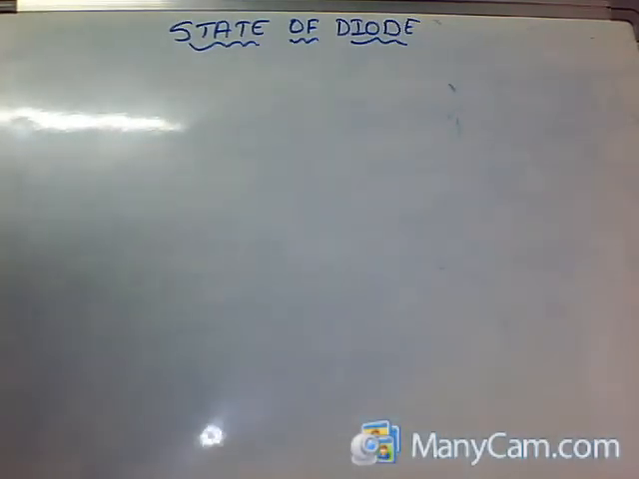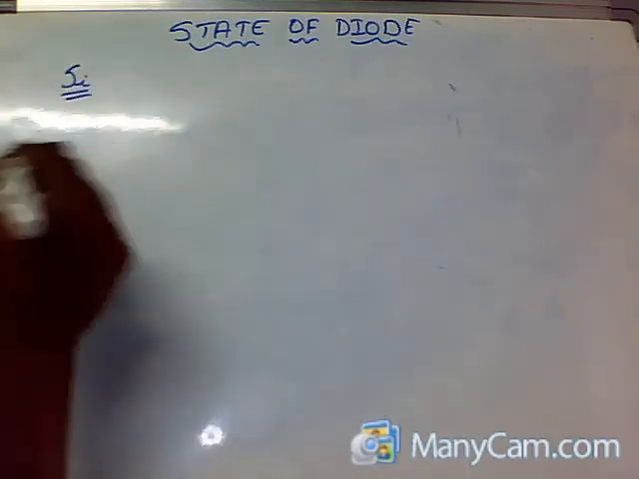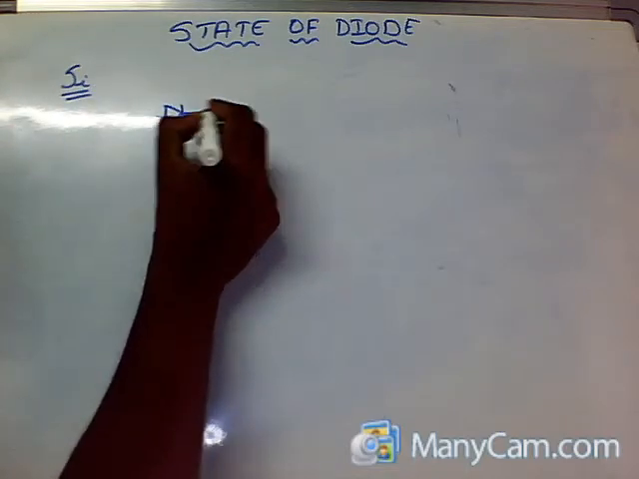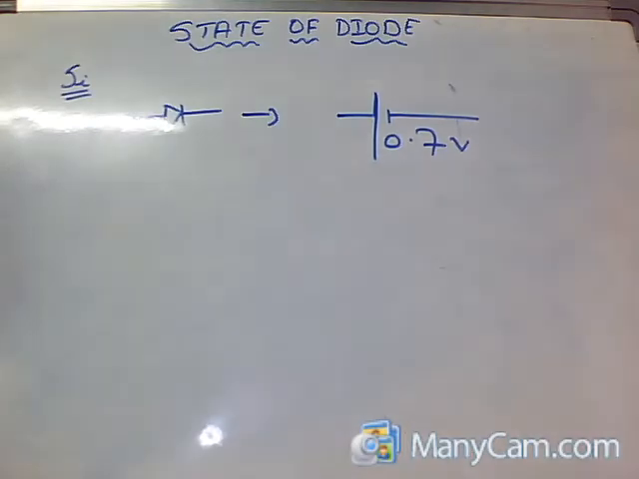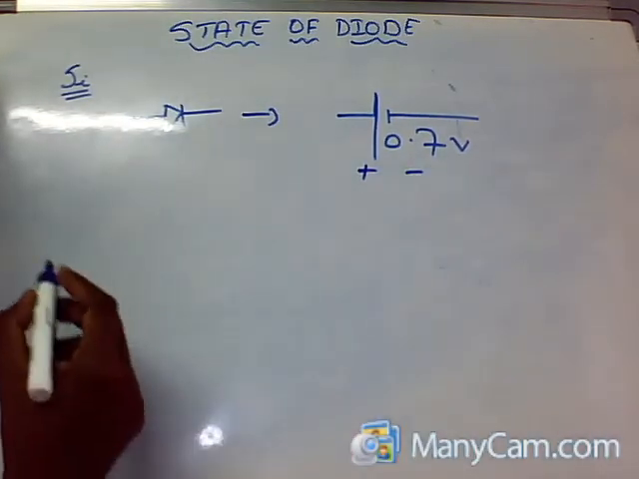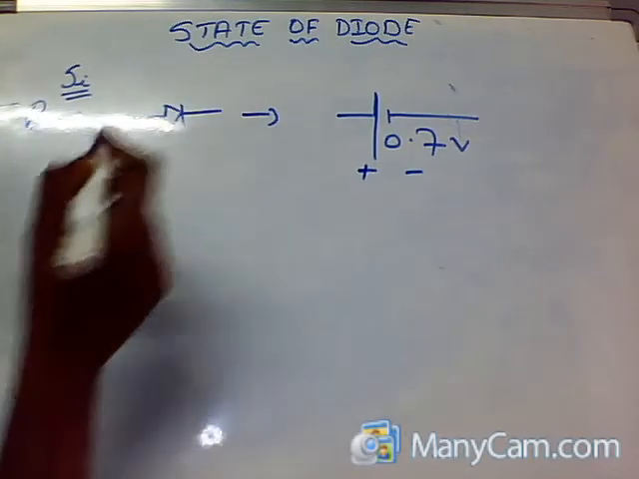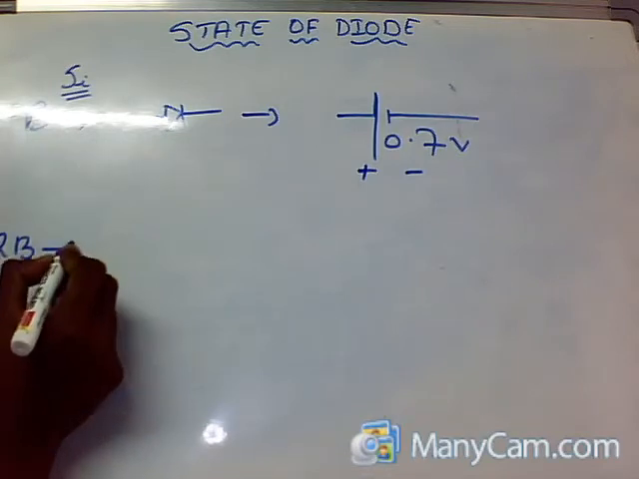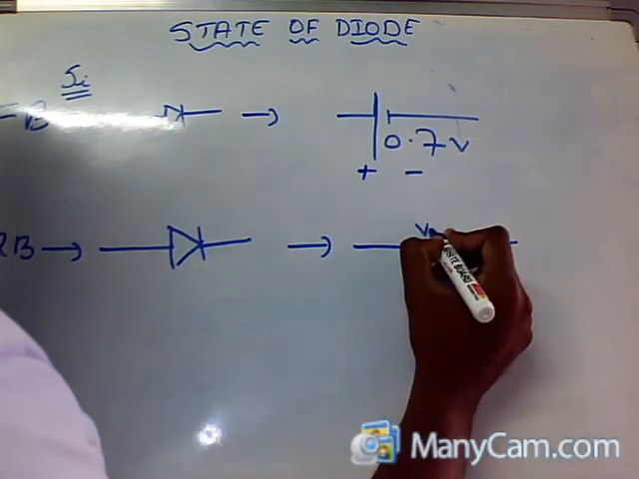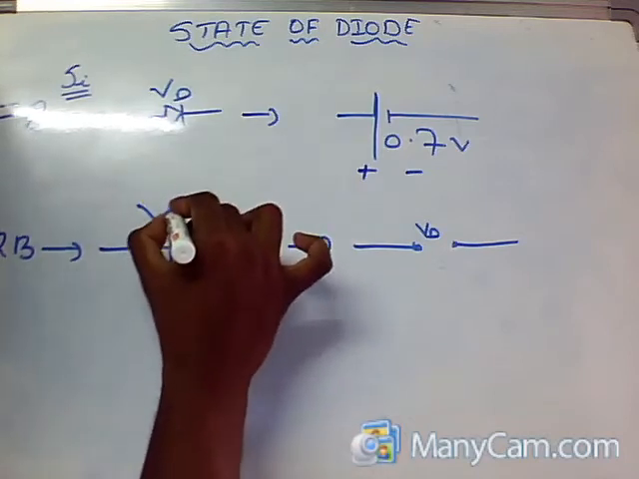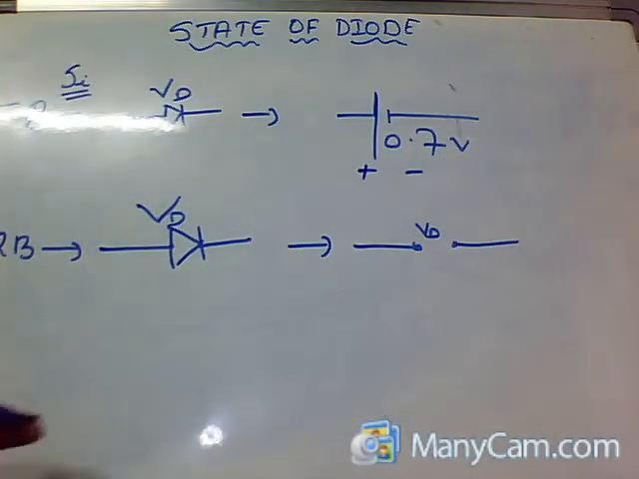So after finding the state of the device, what should we replace the diode with? For example, let us consider a silicon diode. In a silicon diode, when the device is forward biased, replace the diode with just a voltage source with voltage of 0.7 volts. This is positive, this is negative. If the same silicon diode is reverse biased, replace the diode with an open circuit with voltage VD. VD is the voltage across the diode. These are the basic approximate models of a silicon diode.